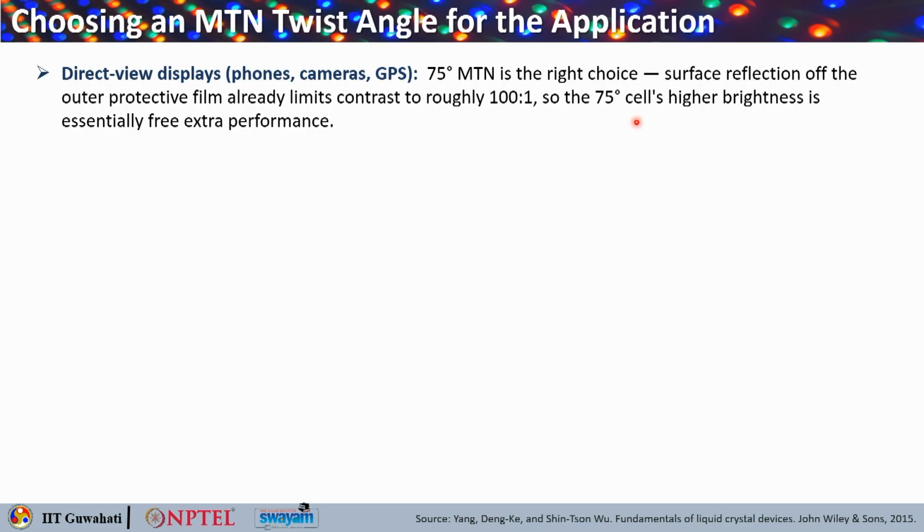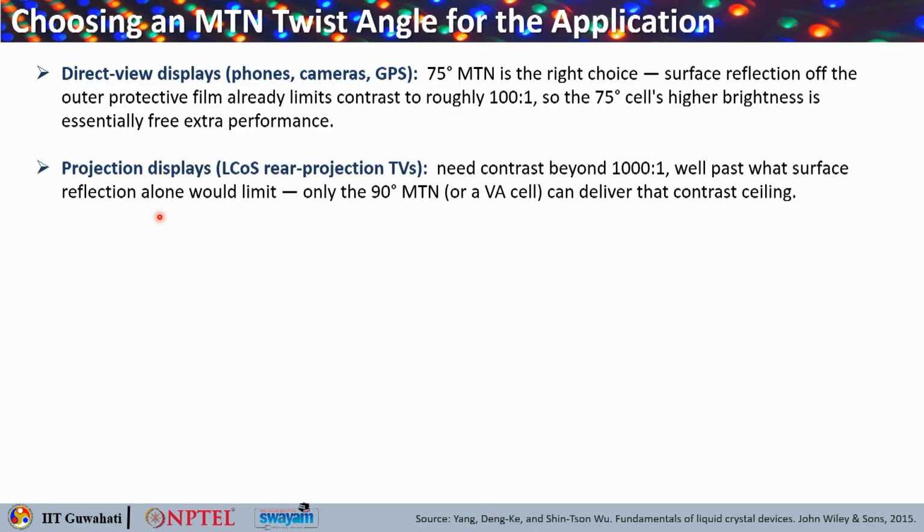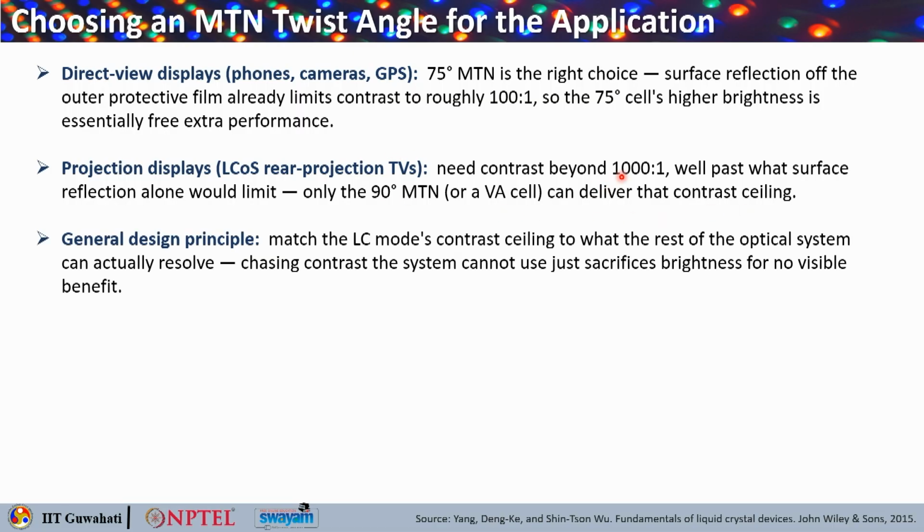So, for 75 degree cells, higher brightness is essentially a free extra performance. And the projection displays, which require liquid crystal on silicon, rear projection TVs, that is where you get these projection displays. They need a contrast ratio beyond 1000:1. So, that is well past what the surface reflection alone could limit. So, only 90 degree MTN or a vertical alignment cell can deliver that kind of contrast ceiling.